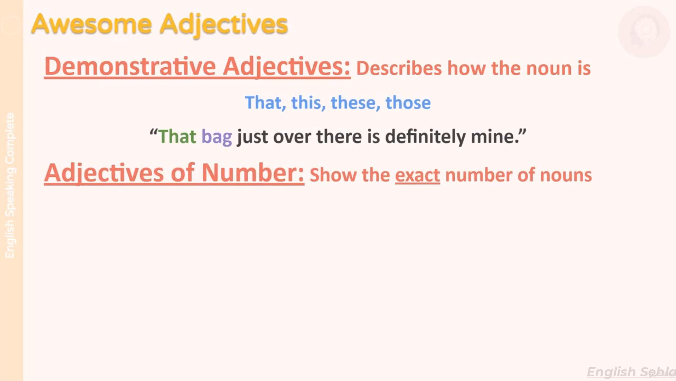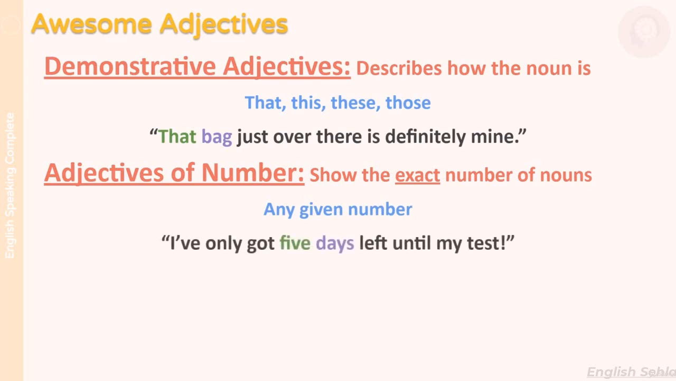Okay, adjectives of number, they just show the exact number of nouns, and it really is only for exact numbers. So any given number this can work for. A quick example for you. I've only got 5 days left until my test. How many days? Can we describe how many days? 5 days. The adjective of number, 5.